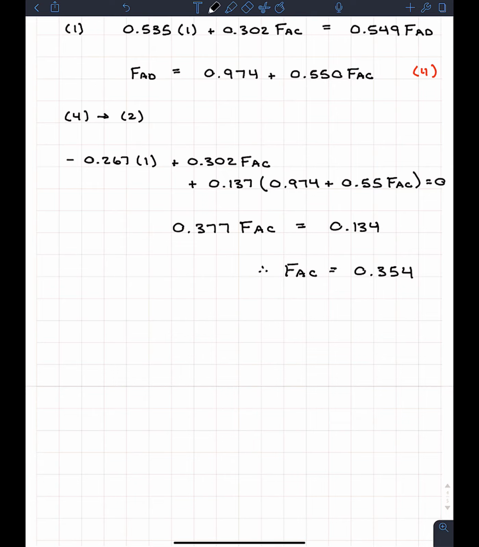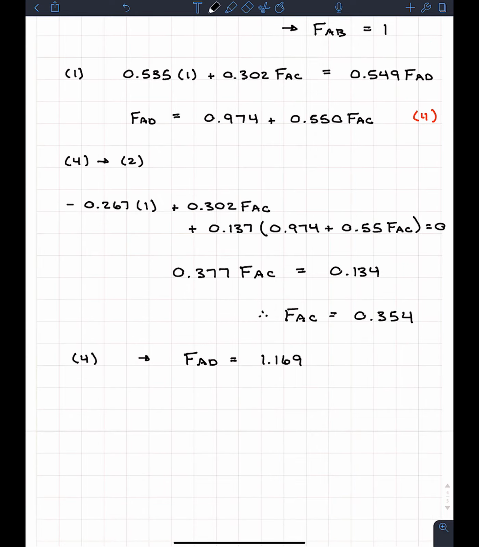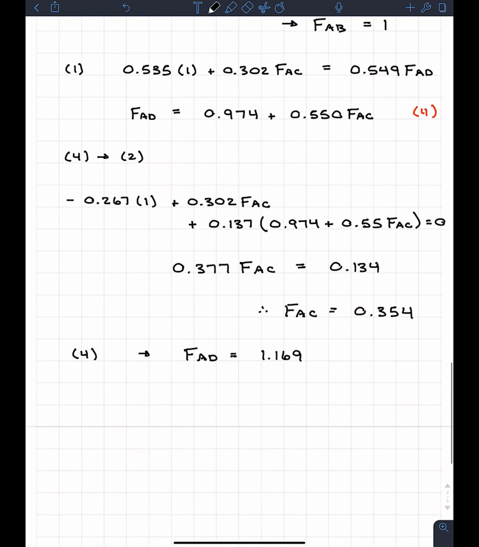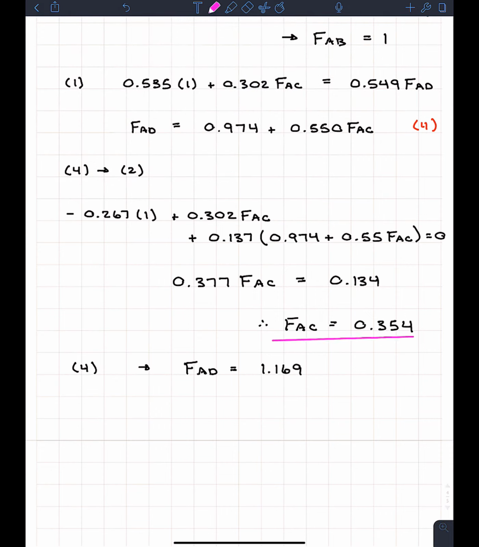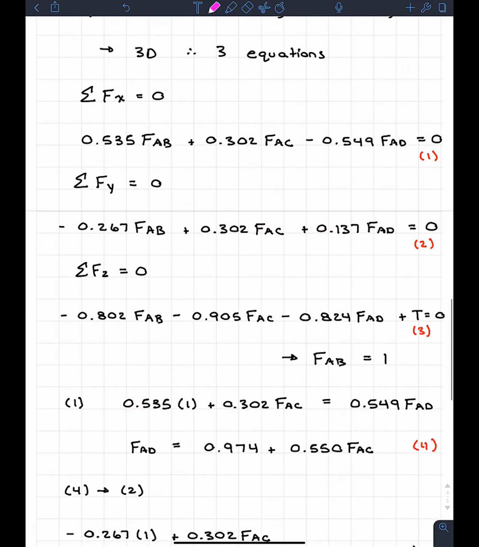However, we can use this now to go back and look at equation 4. We can just throw in FAC to say that FAD is equal to 1.169. All I did there, because equation 4 is 0.974 plus 0.55 FAC, and we know FAC, so we can easily solve it. We have our third equation. At this point, I'm going to highlight this in pink so you guys can all see. We have FAC, we have FAD, and if we go up to the top, where is it? Right here.